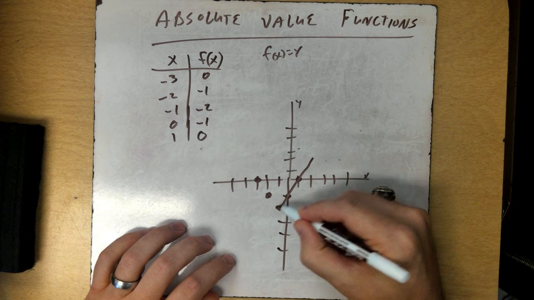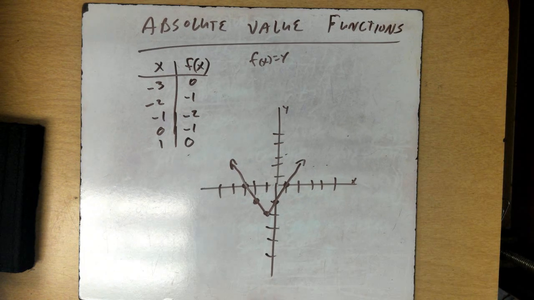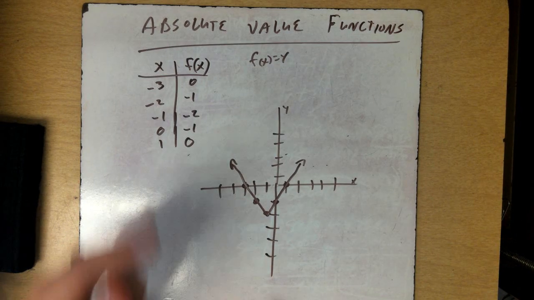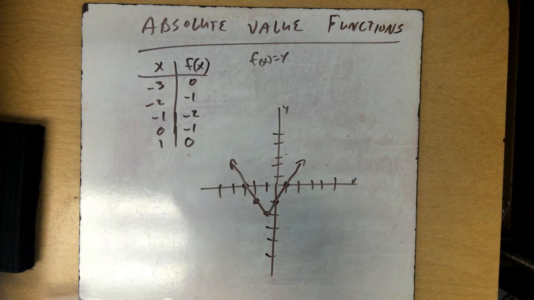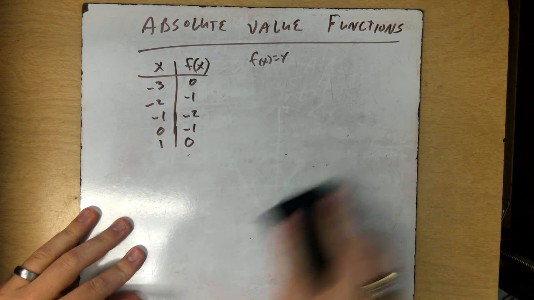So you can see we have a V here. And that's really all there is to it. Remember, an absolute value function, when you see it on a graph, is going to look like some sort of V shape where it has an angle in it. I'll do one more example because it's really self-explanatory.